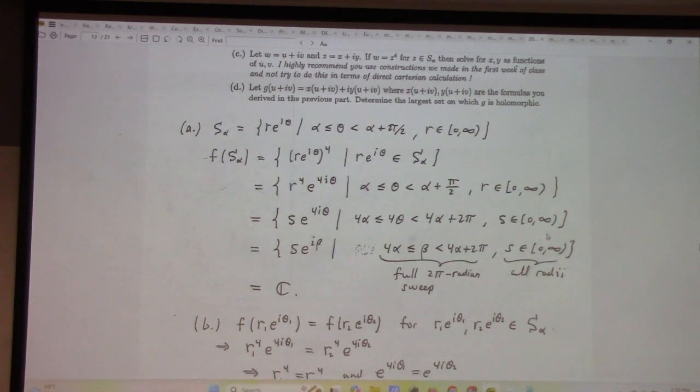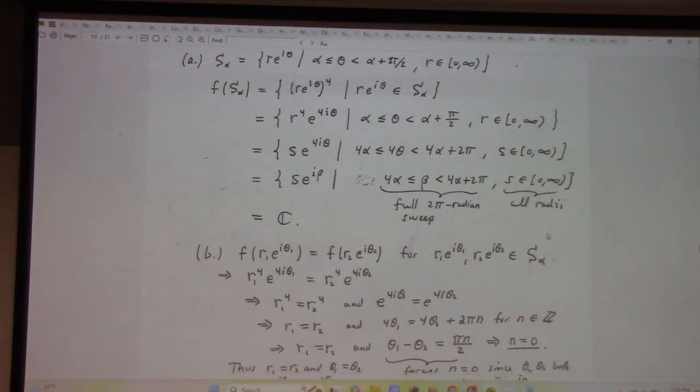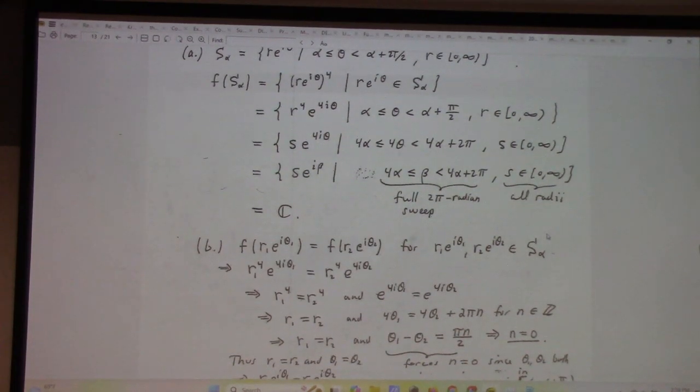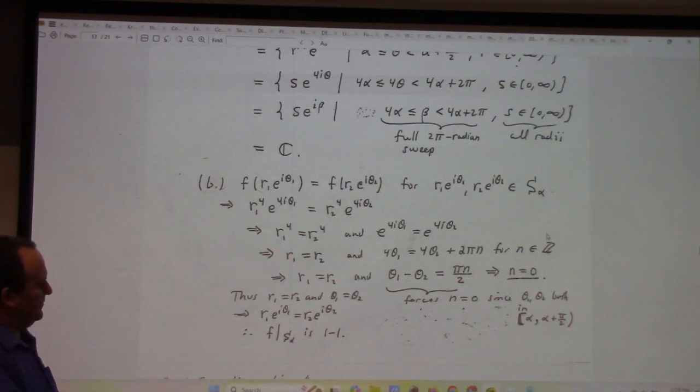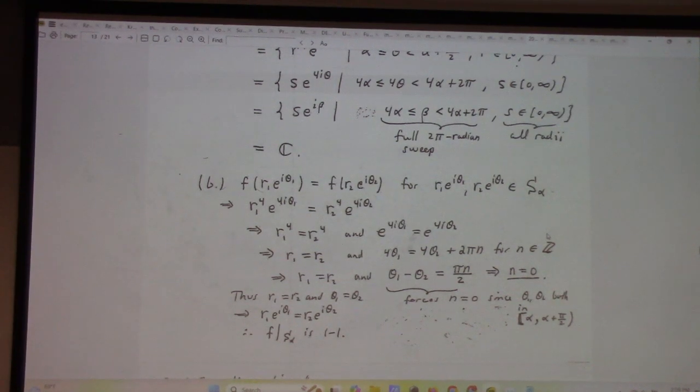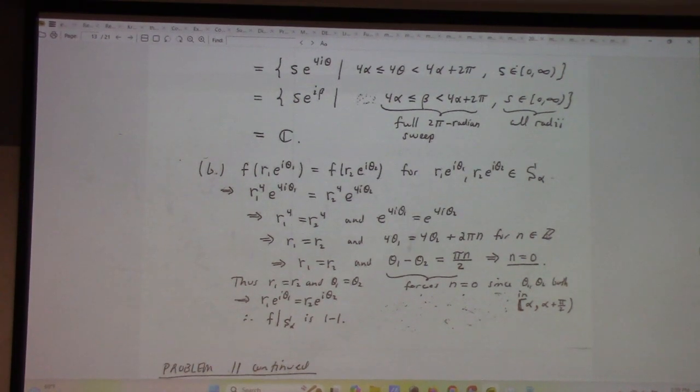And of course, if you wanted to, you could divide up into, well, anyway, that's a good proof. So let me just leave it at that. You could do things with the fourth root, I suppose. Part B was what? I forgot what part B was. I guess I'm supposed to show that f is 1 to 1 if you restrict it to S alpha, so that's the proof of that.